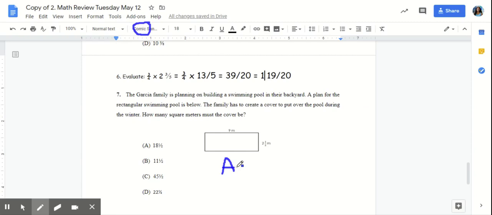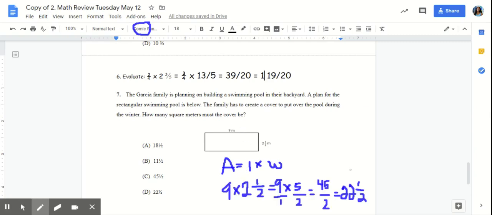Area equals length times width. So that means that we're going to multiply 9 times 2 and 1/2. That 9 times 2 and 1/2, which is going to equal 9 times 5 halves, which equals 45 halves, and simplified as a mixed number is going to equal 22 and 1/2. So our area and our answer is D, 22 and 1/2 square meters.